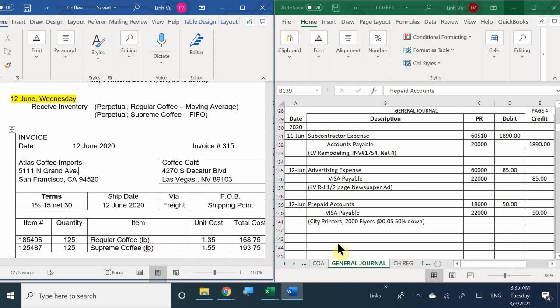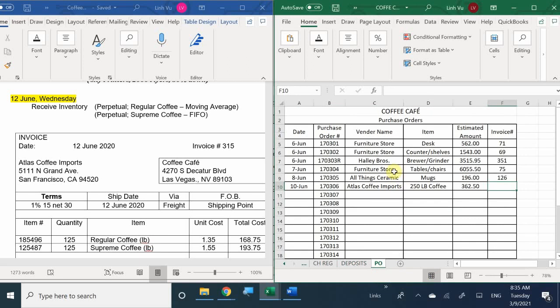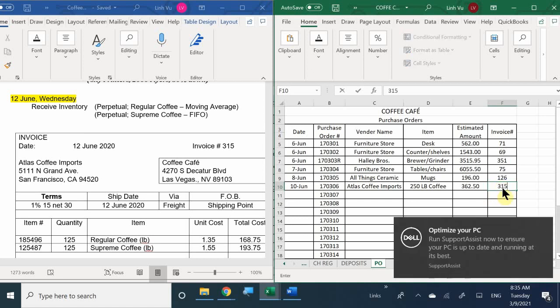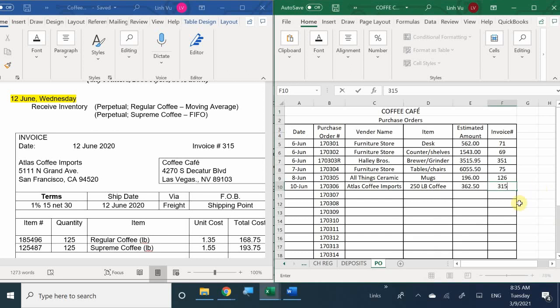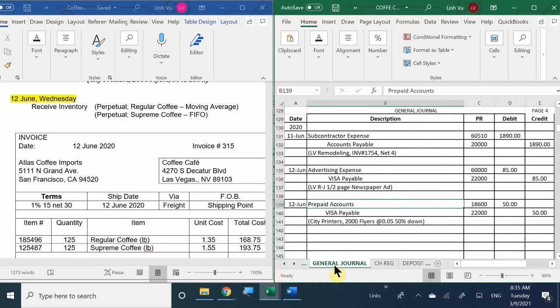So again, first things first, I'm going to make sure that I checked off my purchase orders. All right. So I'm going to go all the way out to purchase orders and double confirm that I received the 250 pounds of coffee. And what invoice was this? 315. Good. All right. So I'm going to go back to my journal because I want to make sure I journalize that I received it and then plug it into my inventory worksheet.